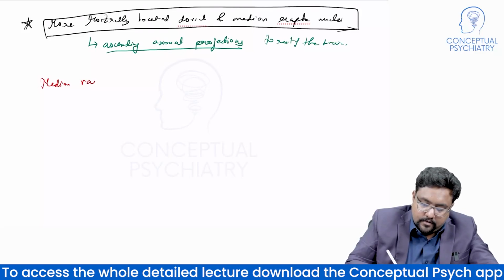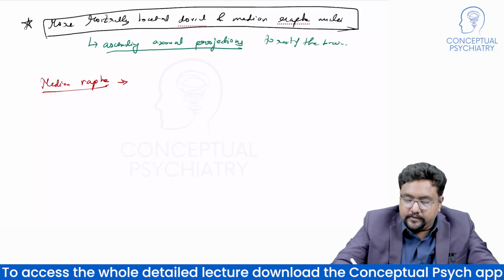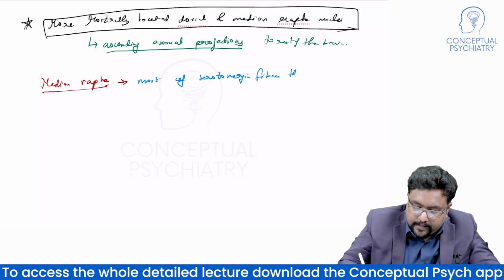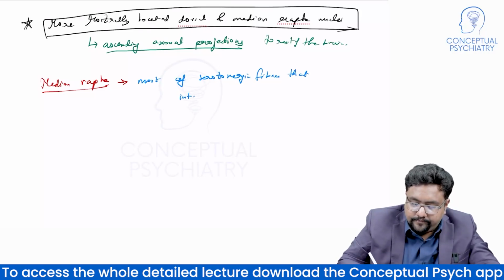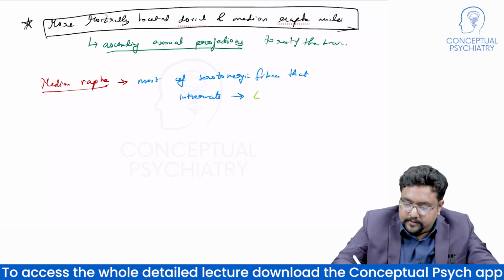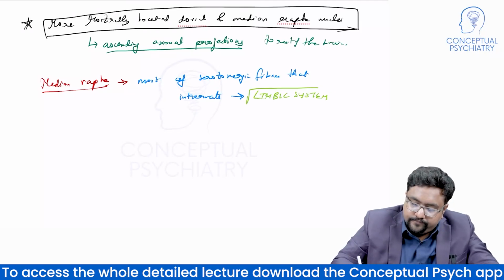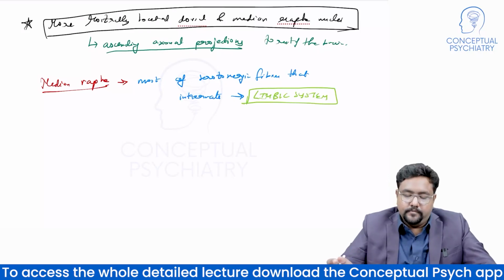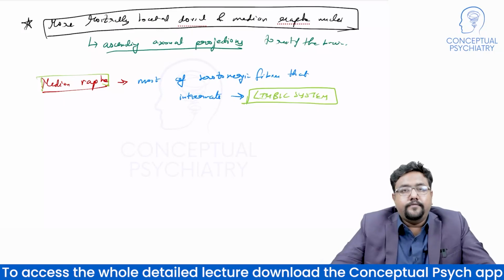And the median raphe, it is the source of most of the serotonergic fibers that innervate the limbic system. Please write this in capitals, limbic system, which means that the projections from the median raphe will innervate the limbic system maximally. Okay. Next we have the dorsal raphe.